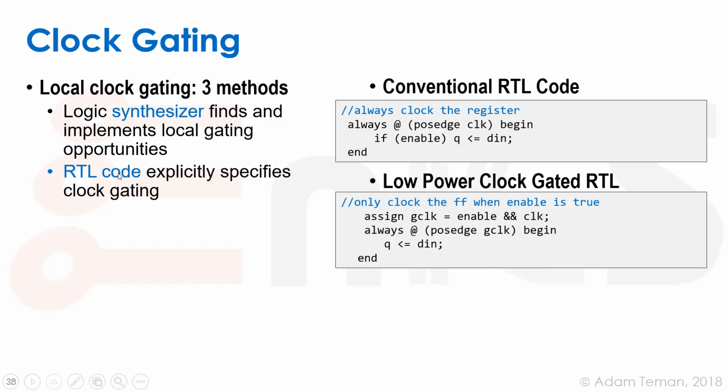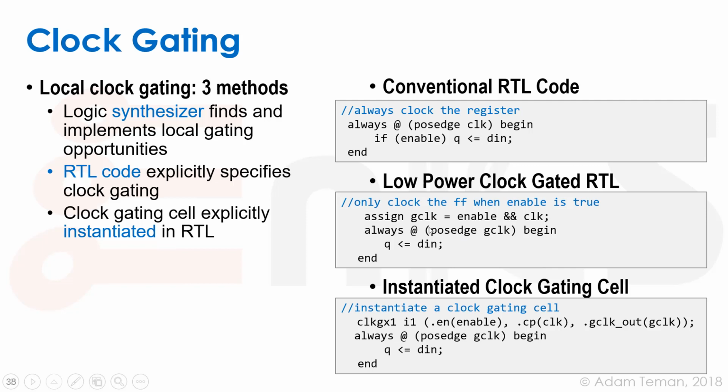A different way is to do it with RTL code, where we can explicitly specify clock gating. So we can assign gated clock equals enable and clock, and then always at posedge gated clock. So we only propagate the gated clock into a flip-flop that doesn't have enable in it. A third way is to explicitly instantiate a clock gate in the RTL. So we have this module called CLKGX1. We can instantiate it, give it an enable signal, a clock, and the out of it is a gated clock, and put that in the flip-flop. So that's another way to do it.